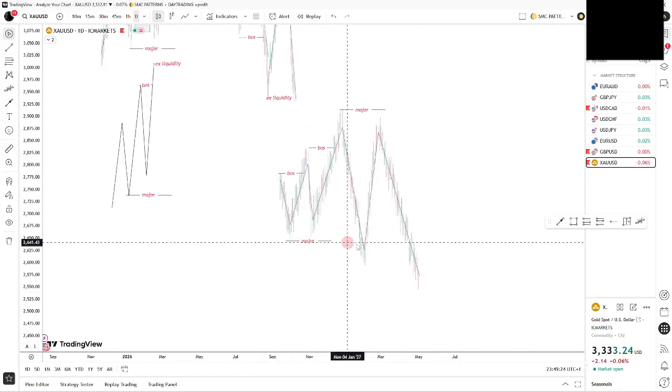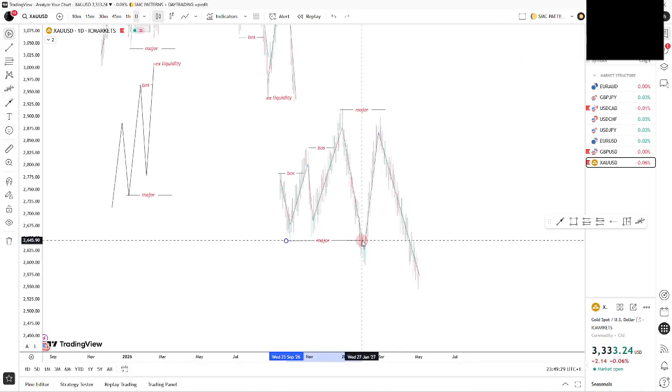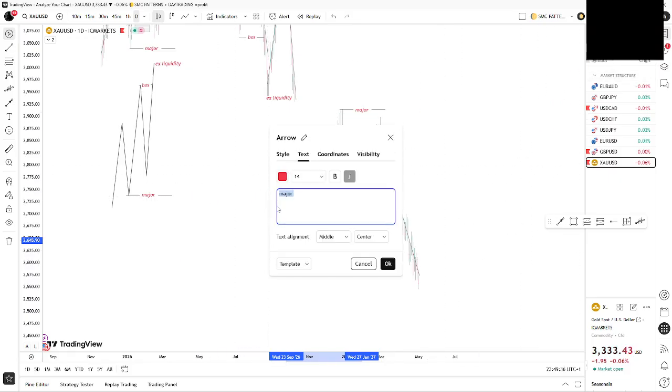So once the market breaks this measure or under here, you can now call it what? Change of character, or market structure shift. Let me write this small: market structure shift, which is MSS.